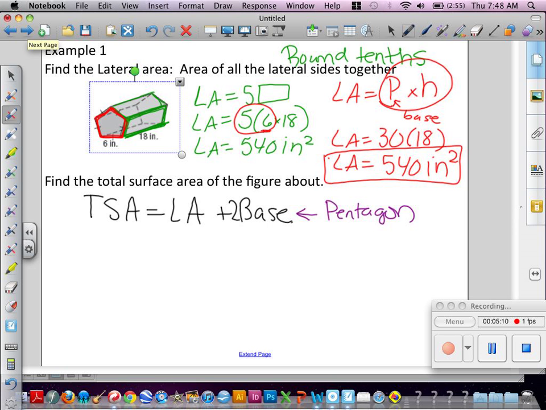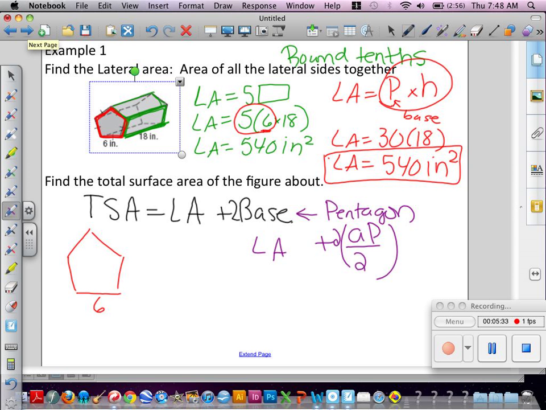So I'm going to pull up my pentagon here. That's 6. To find the area of the pentagon, I need to do my apothem times perimeter divided by 2. And I have to add the LA to that. I also need to times it by 2, don't I? So my total surface area is going to be my LA plus 2 of my apothem times perimeter divided by 2. So I'm going to have to draw my triangle in here.